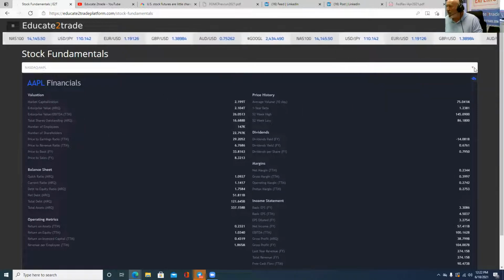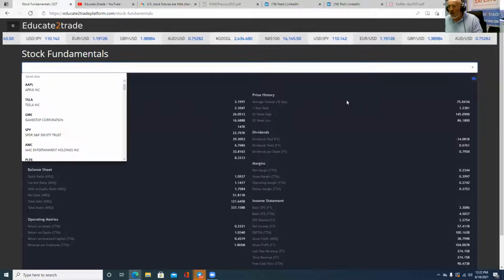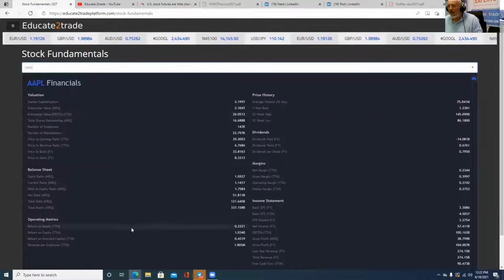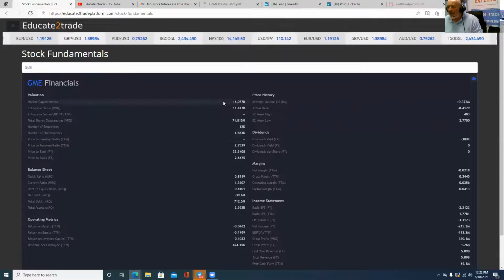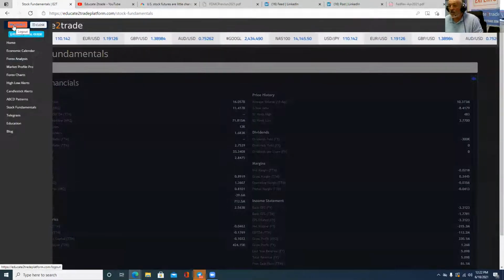And if you want to go into any other company, let's have a quick look. Let's have a look at GameStop. GameStop's in the market at the moment. GameStop will tell us the same: the valuation, the balance sheet, income statement. You know, they haven't made any money. Here we go, minus, and dividends minus 300, whatever. It tells us all those things in all those stocks that are available. Good one to look at.